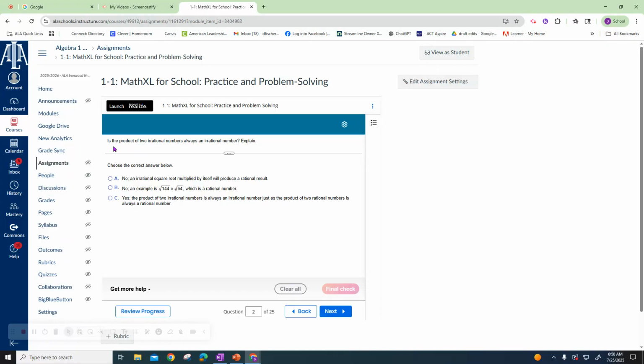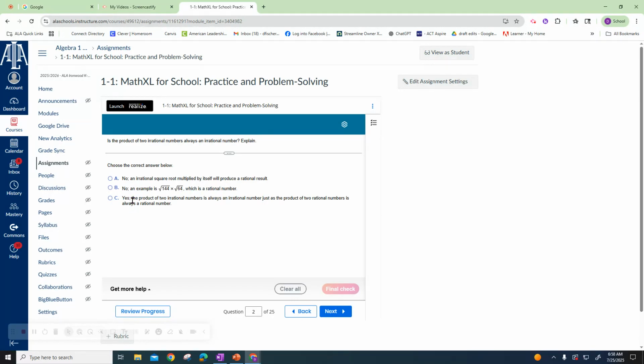All right. The product of two irrational numbers is always irrational. Explain. Now, no, an irrational square root multiplied by itself is the product of a rational number. So if I had the square root of 3 times the square root of 3, that's what I'm thinking. No, an example would be square root of 4, but that's not an irrational number. Square root of 144 is really 12. Square root of 64 is really 8. So that's not a good answer.